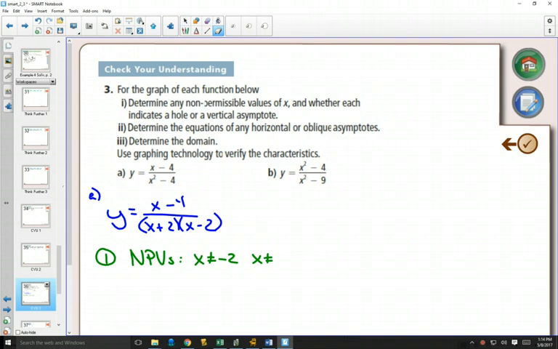Here, I'm going to put this one. Those are our non-permissible values. Are they going to be holes or asymptotes? Since nothing cancels out, these will both be vertical asymptotes.